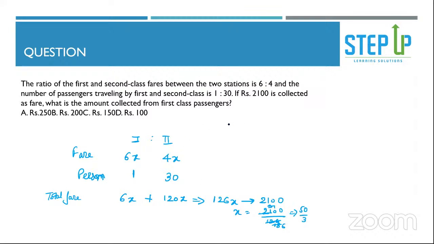So 50 by 3, but the question asked, what is the amount collected from first class passengers? So 6 into 50 by 3. Yes, the answer is 100 rupees. x is equal to 50 by 3. Substitute that x in this place and you will get the answer. Right? I hope that's clear.